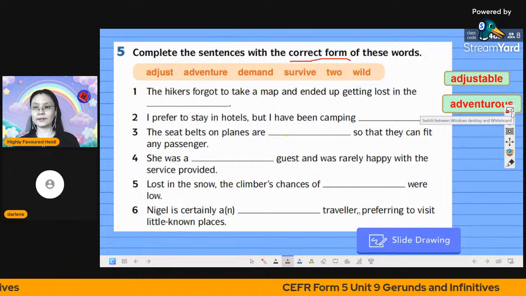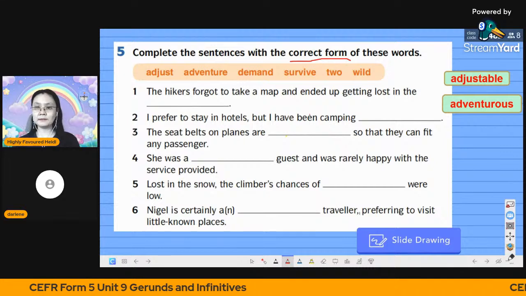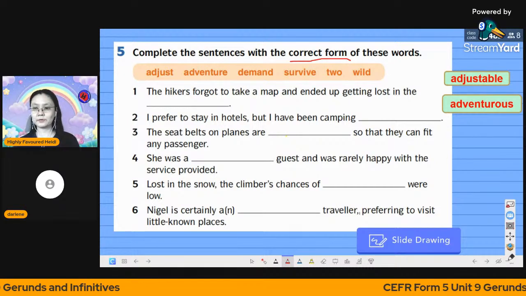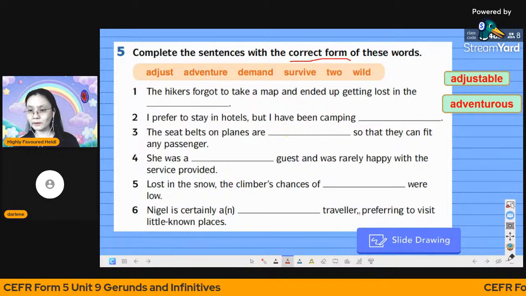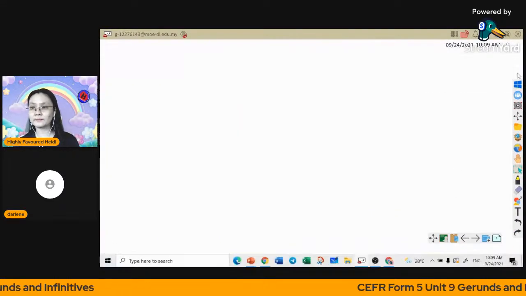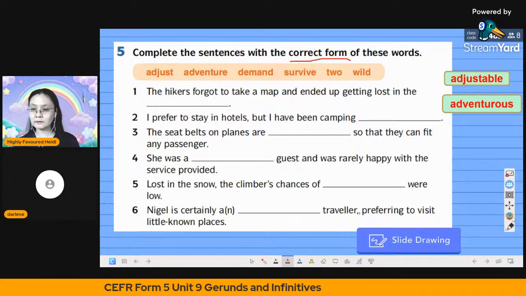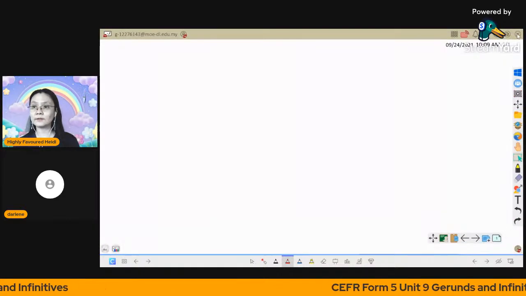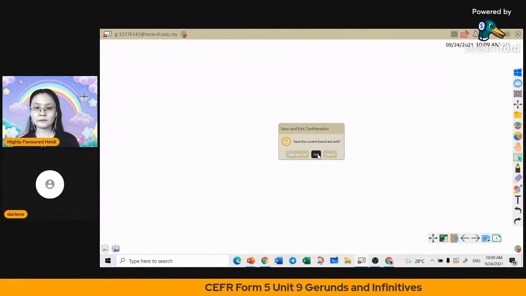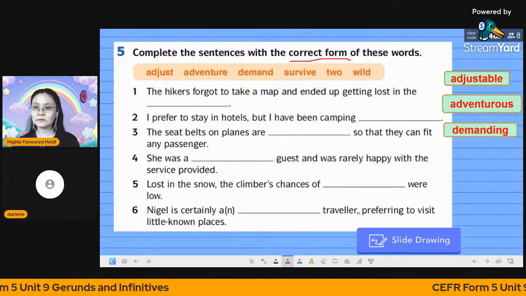And then demand. You're supposed to change to demanding. Wait, this is what I don't like. You're supposed to change to demanding. Wait, let me check first. All right. So, yes, demanding.